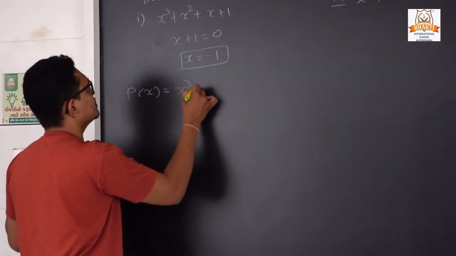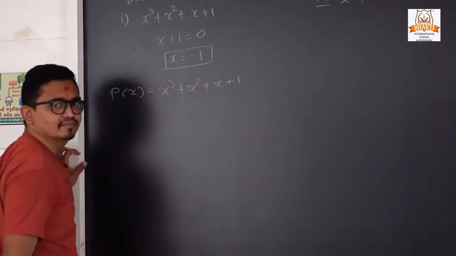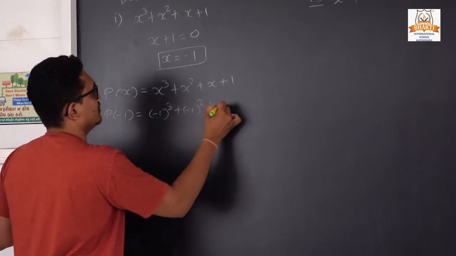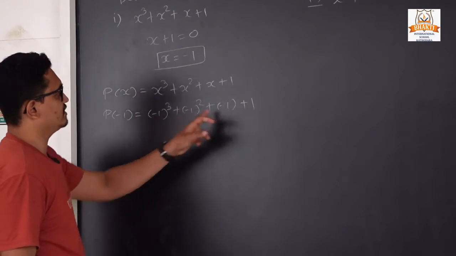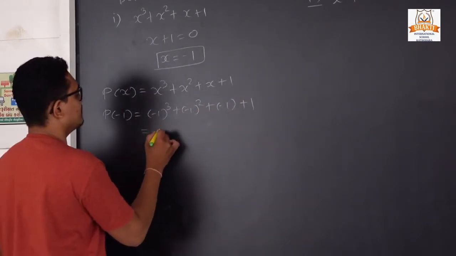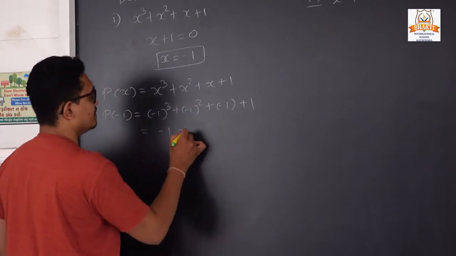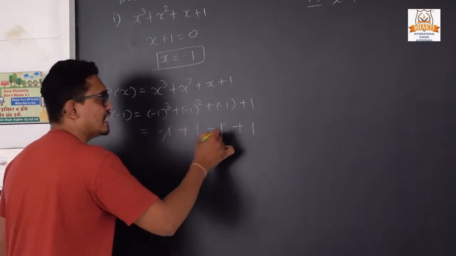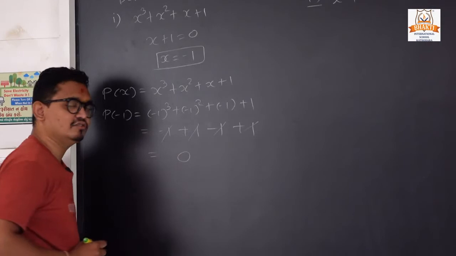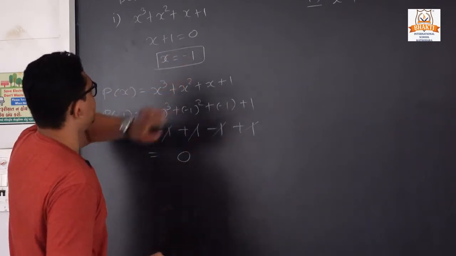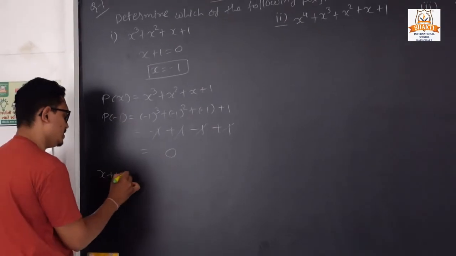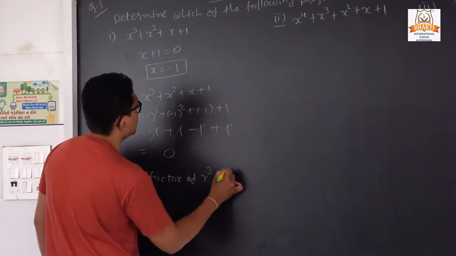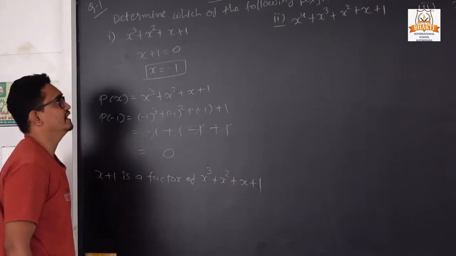So what can we write? x cube plus x square plus x plus 1. Now x is replaced with minus 1. Now minus 1 cube will be minus 1. Minus 1 square will be plus 1. Plus minus minus and plus 1. So both are cut. So it means what? The answer is 0. If the answer is 0, what can we say? x plus 1 is a factor of x cube plus x square plus x plus 1.